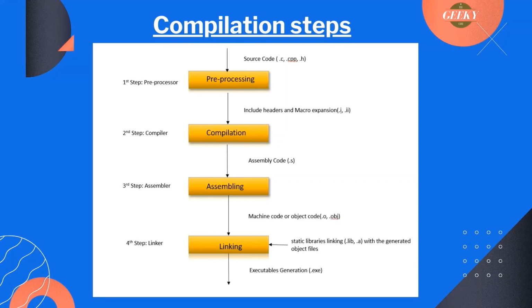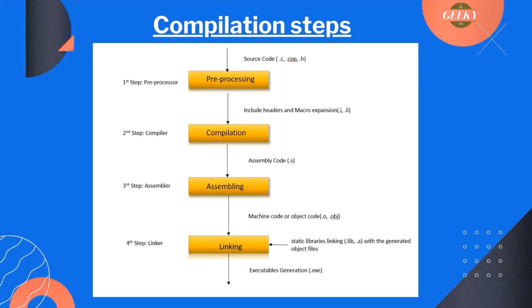Now, in the pre-processing phase, all the headers and macros like #define are expanded by the compiler. It means that in this phase, the compiler will read and decode the header files and the macros which we have used in the code. The output of this phase is a file of type .i or .ii. Then these files go to the next step of compilation, where the compiler reads and executes them and then gives the output as assembly code in the format of .s.